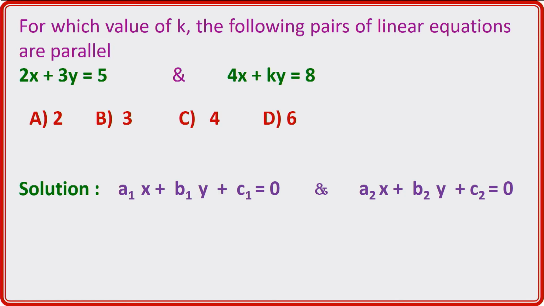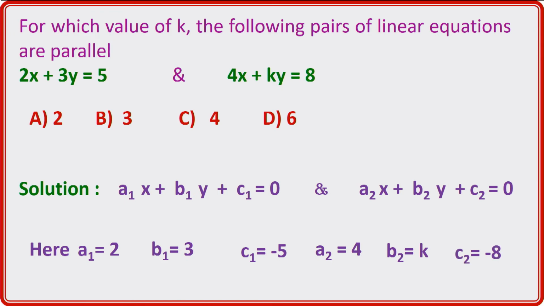Consider this as equation a1x plus b1y plus c1 is equal to 0 and a2x plus b2y plus c2 is equal to 0. Here the value of a1 is equal to 2, b1 is equal to 3, c1 is equal to minus 5. Why minus 5? We have the standard equation a1x plus b1y plus c1 is equal to 0. When we transfer 5 to the left side, it becomes minus 5. So the value of c1 is equal to minus 5. In this equation, a2 is equal to 4, b2 is equal to k and c2 is equal to minus 8. Again the same procedure we have to follow here also.